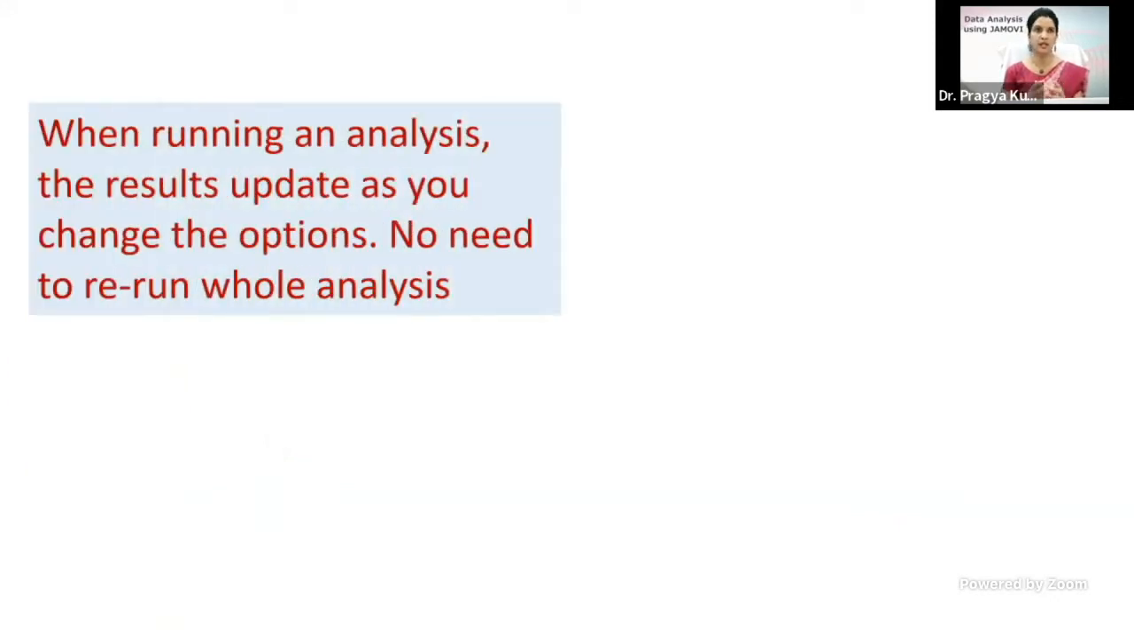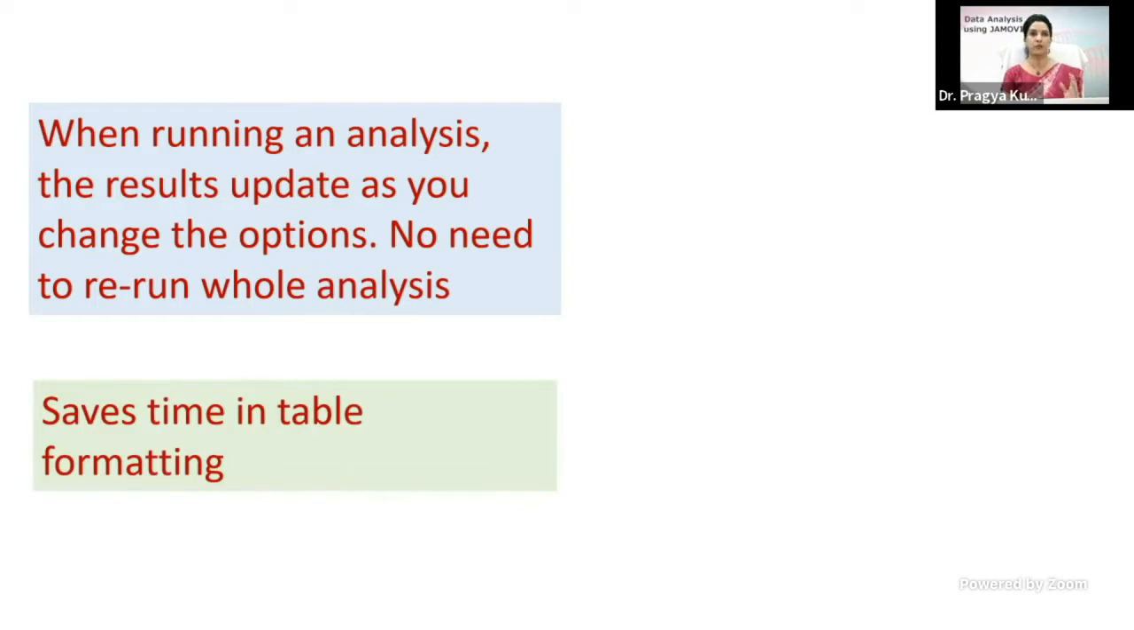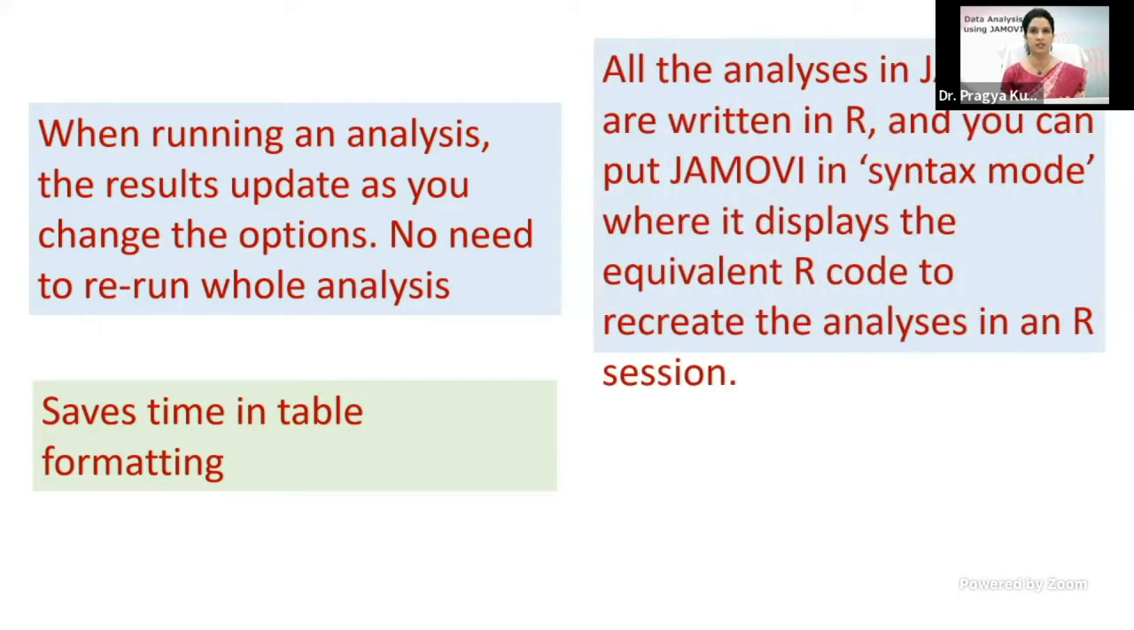When we run analysis, we always need a result update. We always need an output again, but most of the time we are changing our decision while we are doing the output. So in JAMOVI, there is no need to rerun the whole analysis and it's a very user-friendly interface. That's why it saves time in formatting the table, because the output which comes in JAMOVI comes as an APA style table, and you can directly copy and paste the table in your results section and start writing the interpretation.